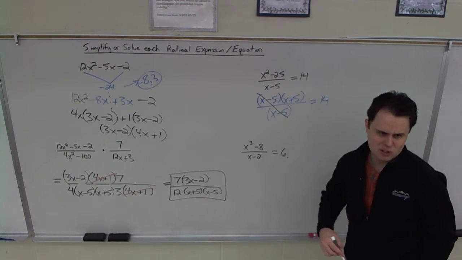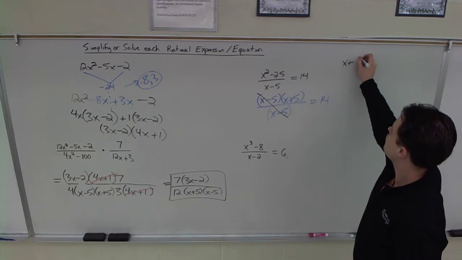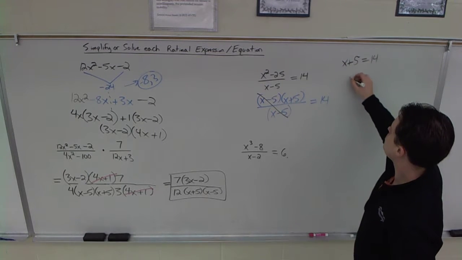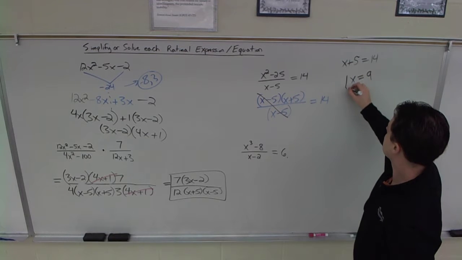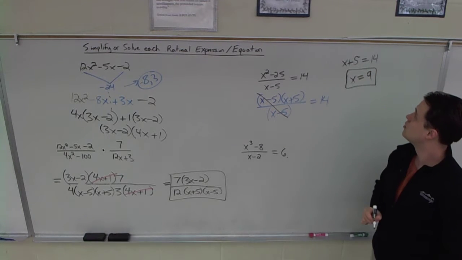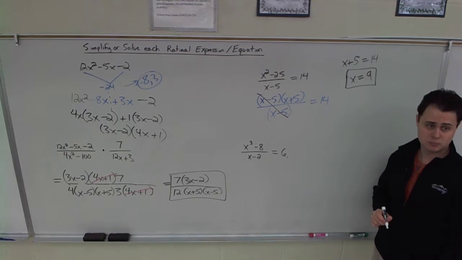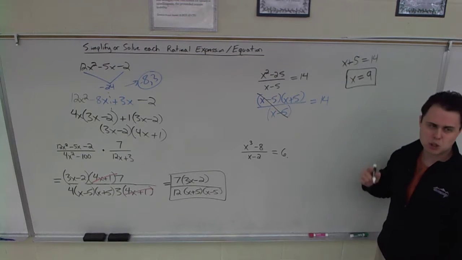And what's left is really easy, right? So you just have x plus 5 equals 14. You subtract your 5 and you get 9. All right, just a quick check.